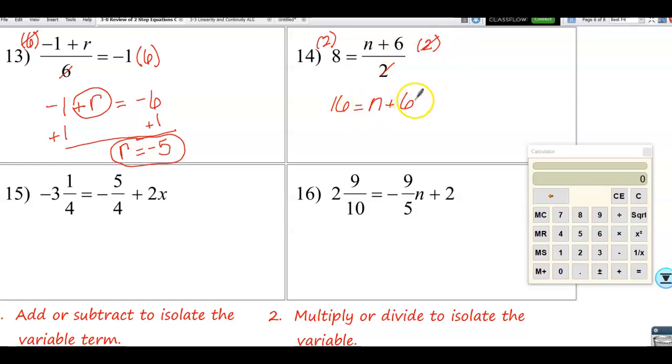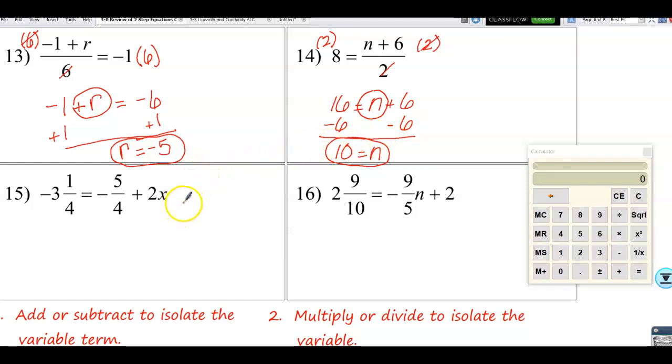Okay. Now here's my variable term, n. I need to get it alone, but it has a plus 6 keeping it company. So I'm going to subtract 6 from both sides, and that gives me 10 equals n. And that's the end of the fun problems. Now we get to some more challenging ones.